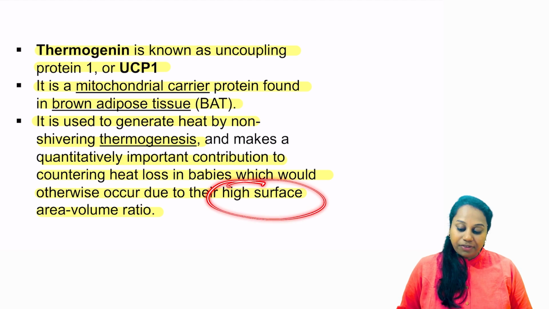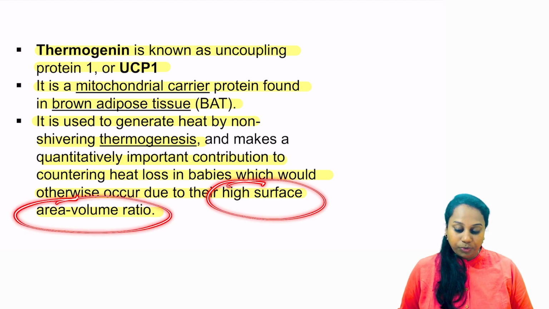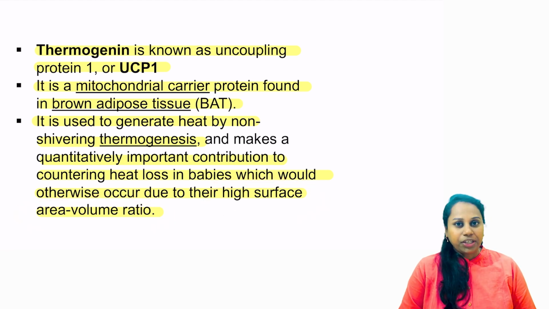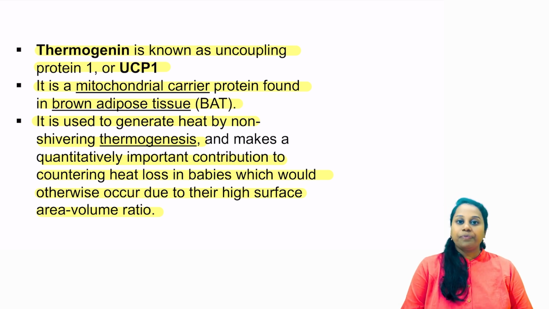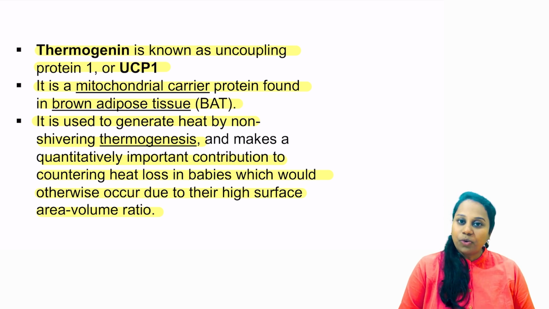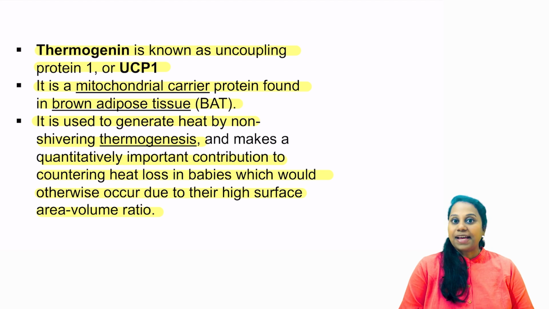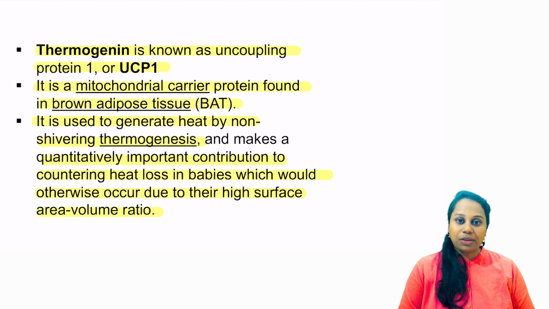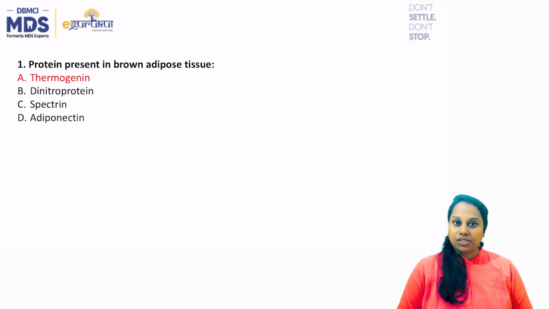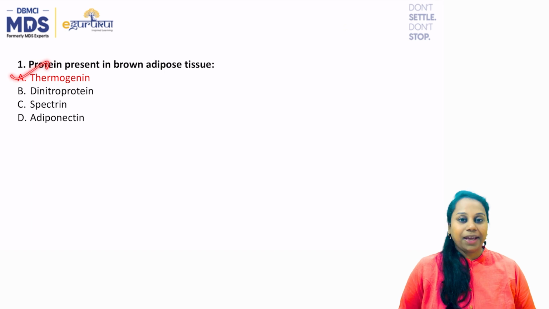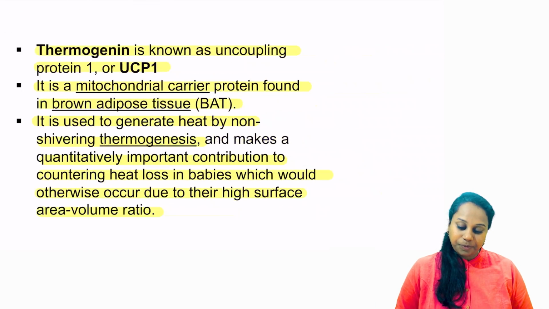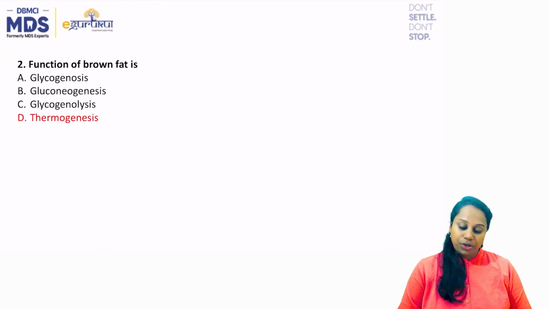So babies have a high surface area volume ratio. So they have plenty of heat loss. To balance for this, they have to produce a lot of heat. Who will produce this heat? Brown adipose tissue, because it has a high rate of metabolism. And which is that protein present in brown adipose tissue? Thermogenin. So the answer to this question is protein present in brown adipose tissue. Option A, thermogenin.